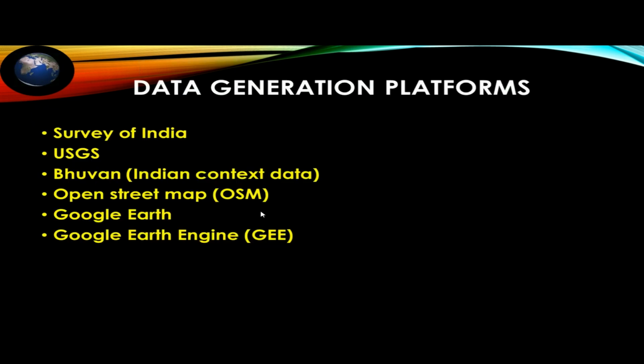And I have told you from where we can generate the data. Some platforms are there from where we can get the data, bring it into our QGIS and work upon it. Like Bhuvan, I told that is Indian context data. OpenStreetMap, which we can bring. Google Earth Engine, from which we can get the KML file. You can also bring shape files like points, lines, polygons from Google Earth imagery into your QGIS. So all these tools are there to bring data in. Survey of India. USGS is one for DEM or raster, for remote sensing data sets. So all these things are there as data generation platforms.